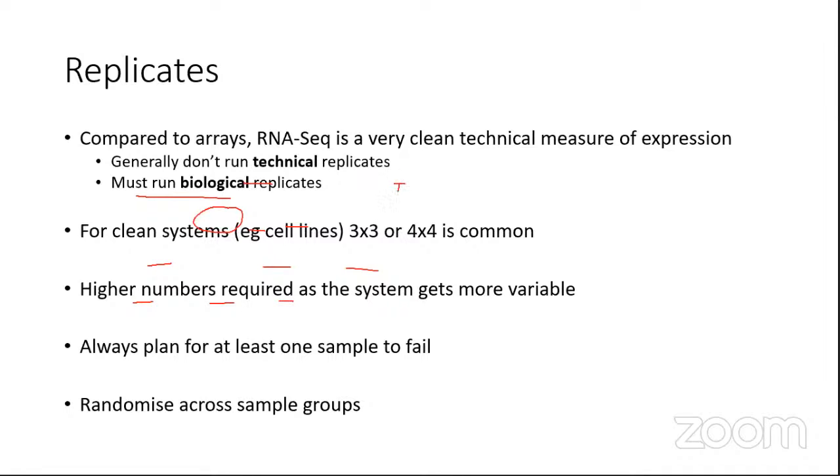So suppose you choose only 2 replicates and one fails, you are left with only 1. So we are aiming for a minimum of 3 by 3. If we choose 4 and expect 1 to fail, at least we are left with 3. So choose wisely. Randomize across sample groups. You have to choose randomly. It is not that you are choosing deliberately. You have to choose randomly.